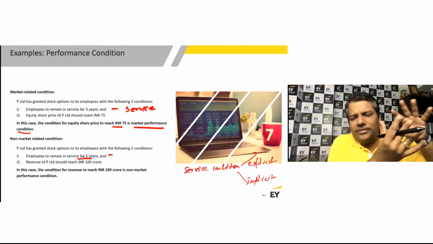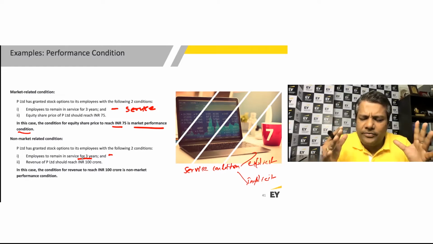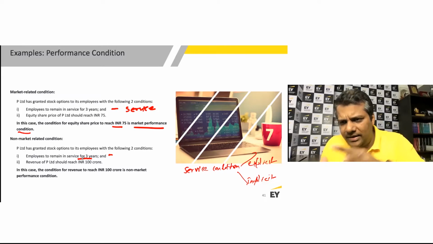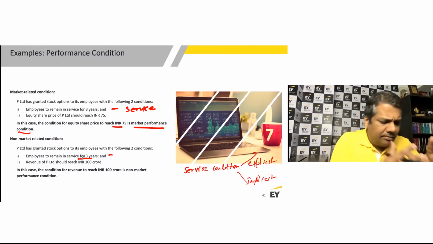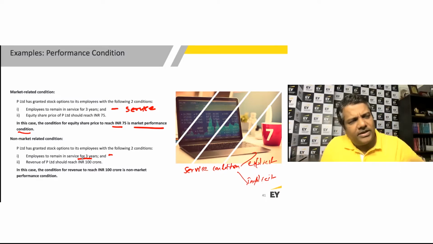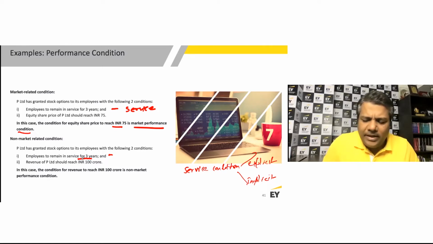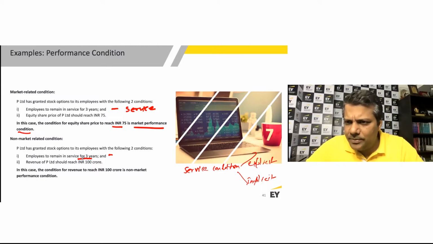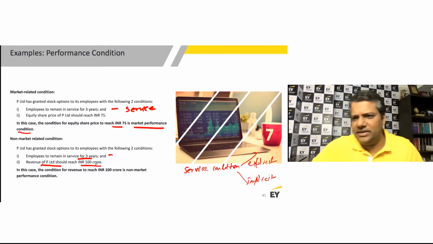So we have a service condition and we have a performance condition, or vesting conditions. Performance conditions are of two types: market related and non-market related. Market related means it is linked to the appreciation of the share price directly, the targeting of the share price, and the other one is targeting of a performance metric like revenue, EBITDA, operating profit, or anything like that. If you are targeting the share price directly, then it is a market-based condition, or if it is another performance measure like a revenue target here, then it is a non-market-based condition.